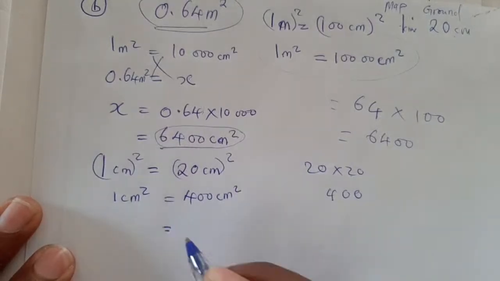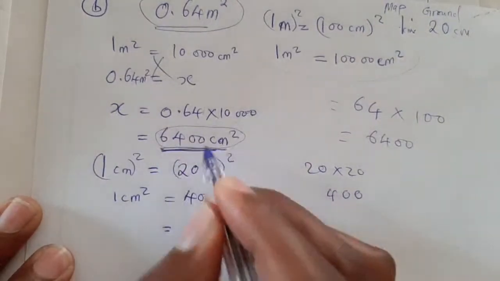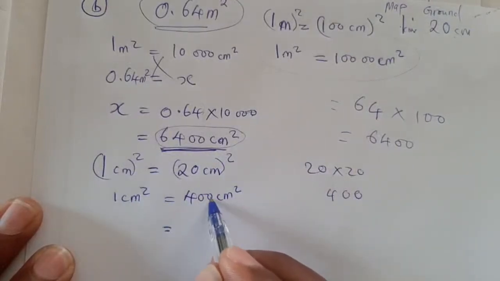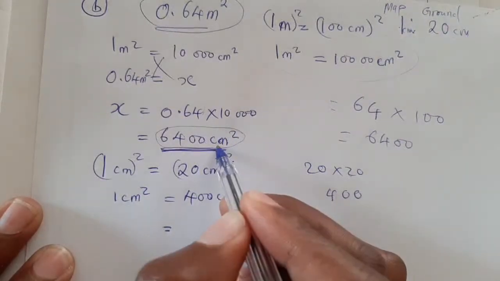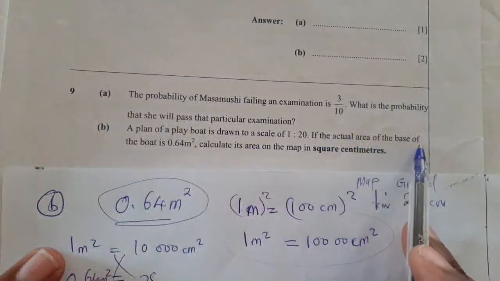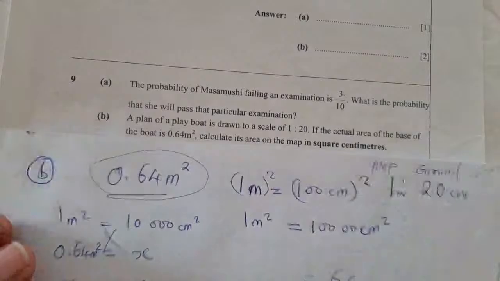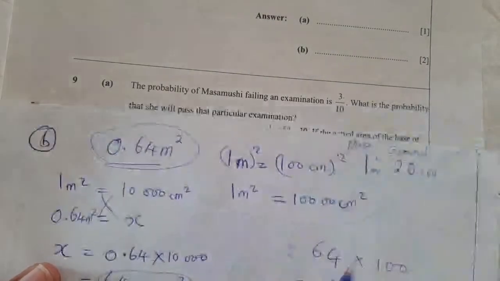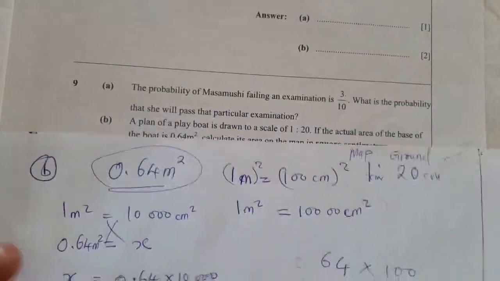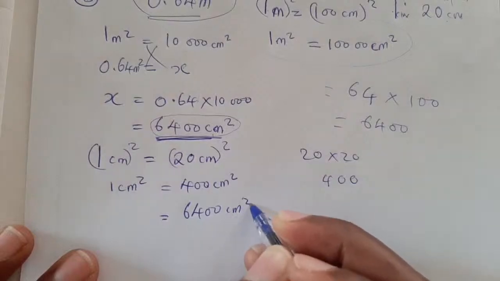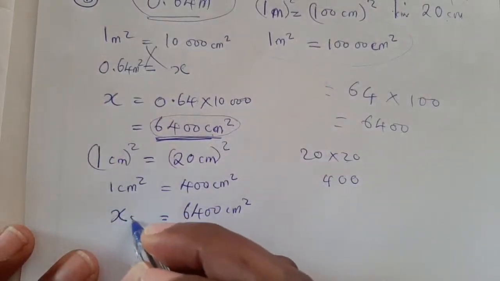Now from here I can convert. I want to find now, on the actual ground, using the scale, this is the scale. So what I know is that if the actual area of the base of the boat is this, if you remember what I explained, on the left this is map, on the right that is what? Ground. This is actual. They're saying actual, meaning it is on the ground. So it's supposed to be here. Centimeter squared. On the map, we do not know.